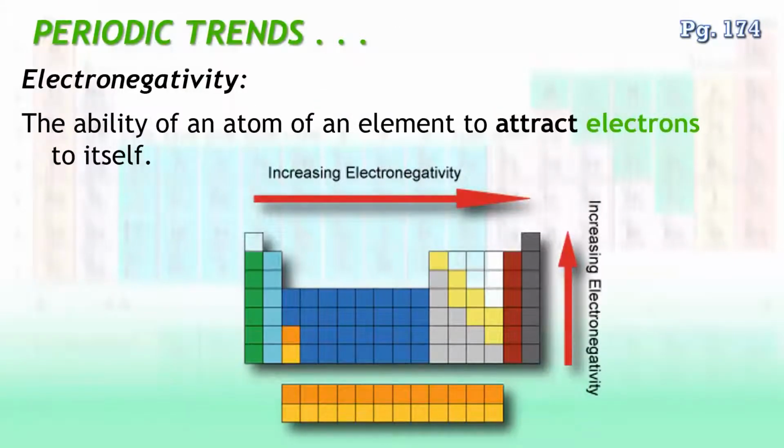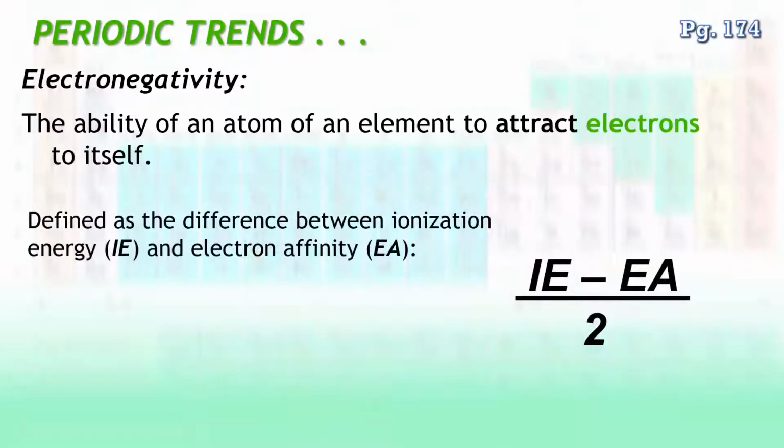Now, electronegativity, which is really discussed in detail in the following chapter on page 174, is kind of based on both ionization energy and electron affinity. And you can think of it as greed. You can think of electronegativity as greedy. How greedy are you to get an electron? It is the ability of an atom of a certain element to attract electrons to itself. We define it as the difference between ionization energy and electron affinity. We calculate it pretty simply, IE minus EA divided by 2.